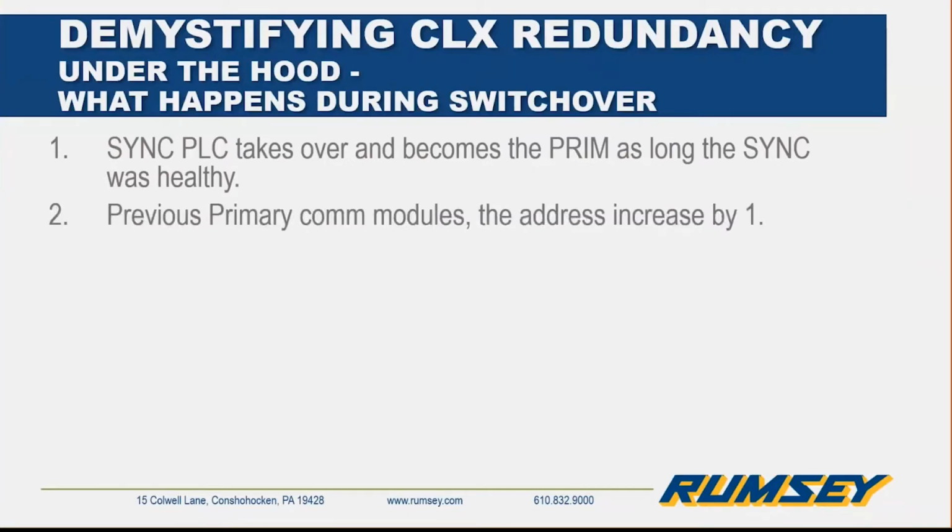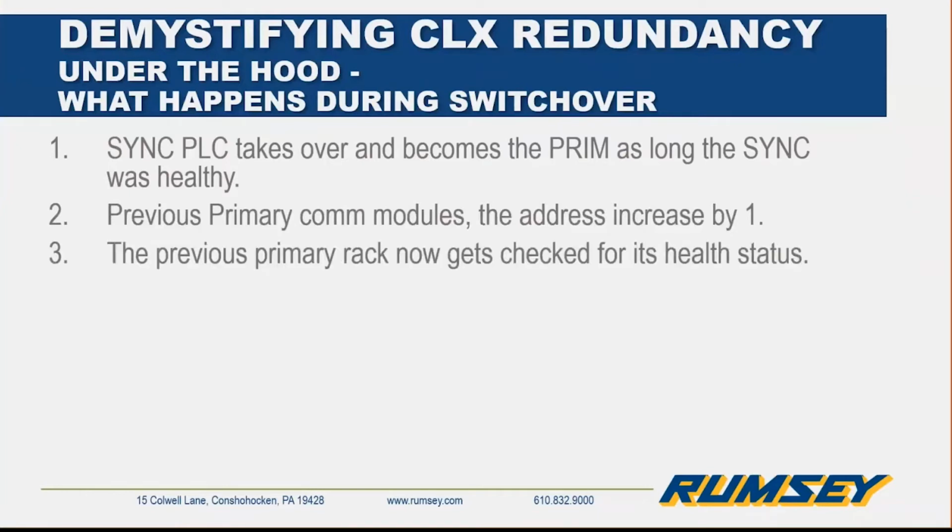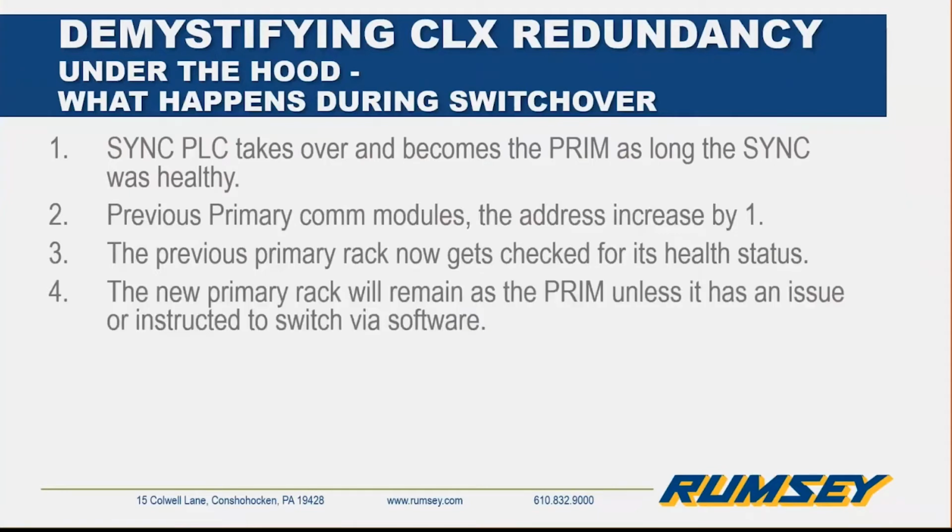Again, if the primary rack has, for instance, a ControlNet or Ethernet module, when you see the IP addresses or the node address, they will increase by 1 when they're set up. The primary rack gets checked for its health. The new primary rack, when it was sync, now becomes the primary, as I talked about. Unless it has an issue, again, then you'll just have the system stall out.